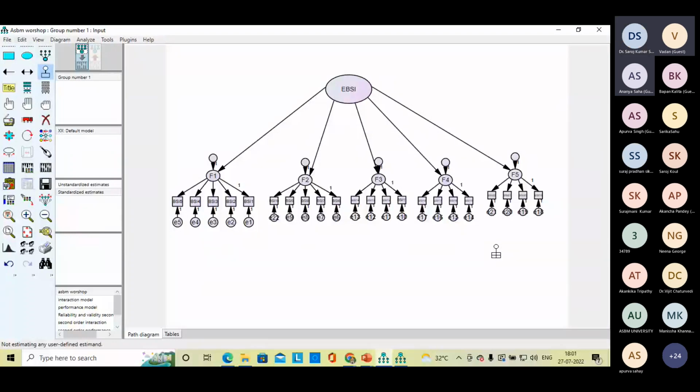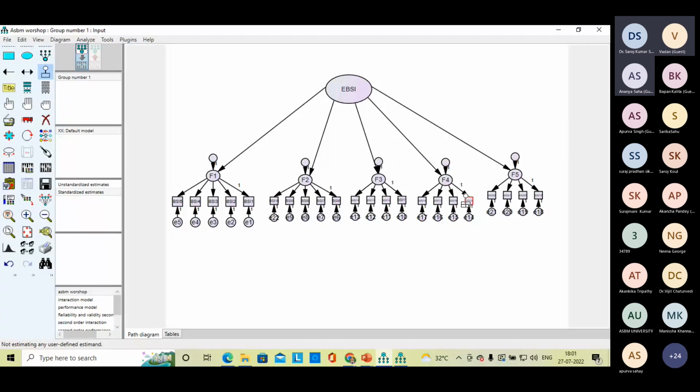And the logic I have explained to you is that F1 cannot explain 100% variance of EBSI. How much is not explained? That is error. So I have attached an error. How much of variance of EBSI has not been explained by F2? What is not explained, that is error. So another error I have attached. Likewise, another error in F3, another error in F4 and another error in F5.